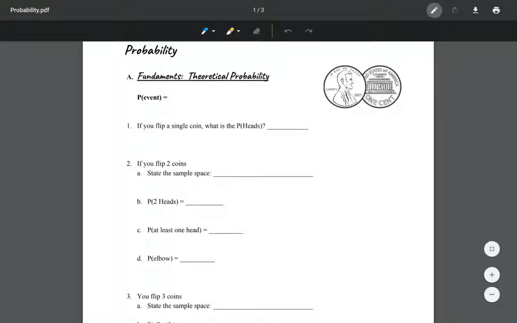Starting with the theoretical probability. The probability of an event is a way of quantifying our chances. So it's the number of favorable outcomes divided by the total number of outcomes.